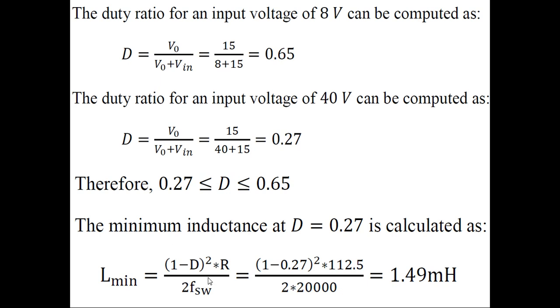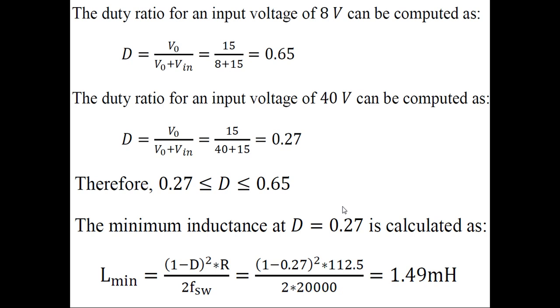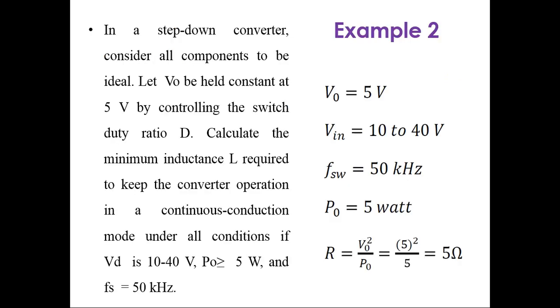And the equation of the inductor is (1 minus D) square into R divided by 2 into FSW. We can calculate, say for example, for this D of 0.25, and from the equation of power we have also calculated the resistance, so it is 1.49 mH. This is our minimum value, and from this equation you might also find C minimum, which is 1.17 microfarad. However, such a capacitor might not be available in the market. In that case, you may take the nearest available capacitor value.